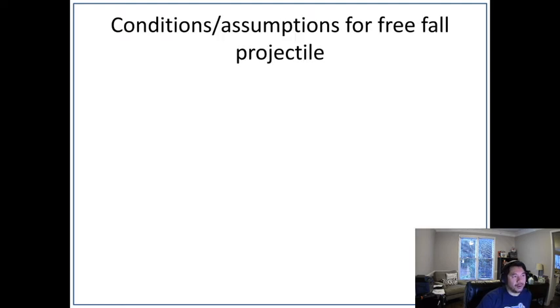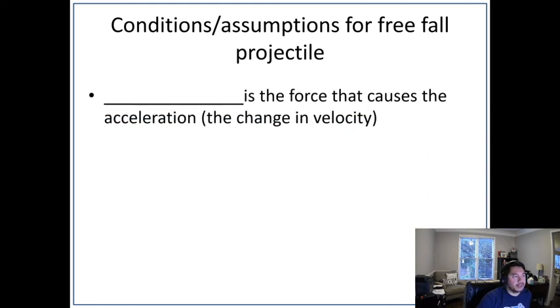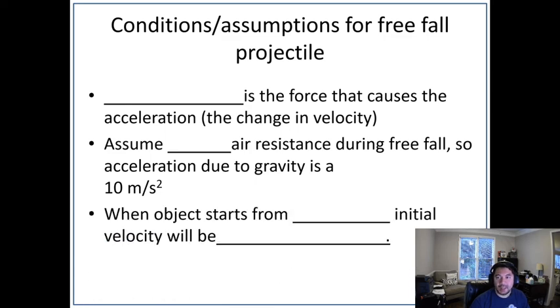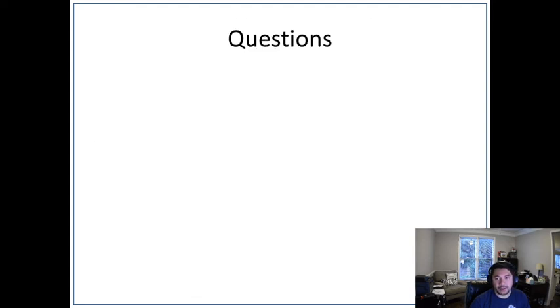All right, so what are our assumptions for free fall? Free fall is when an object is only under the influence of gravity. So gravity is the force that causes the acceleration. We're assuming that there is no air resistance during free fall, so the acceleration is a constant 10 meters per second squared. And when the object starts from rest, the initial velocity will be 0, which will simplify our equations.